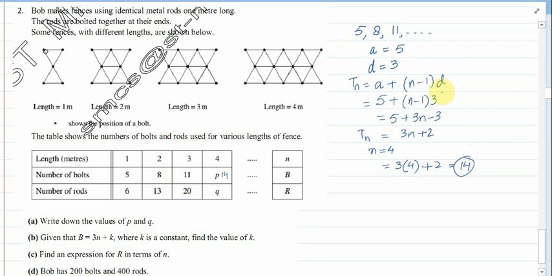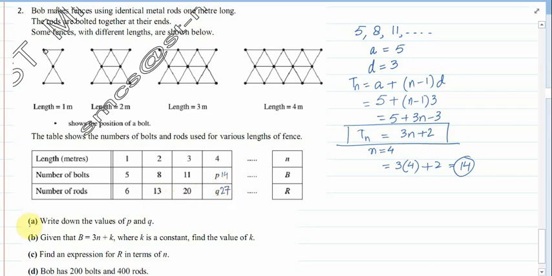But the working here is that we found the nth term. Maybe we can use it in further questions if it is asked. After that, the value of q. So q will be 6 plus 7 is 13, 13 plus 7 is 20, and 20 plus 7, that will be 27. So that is the value of q.